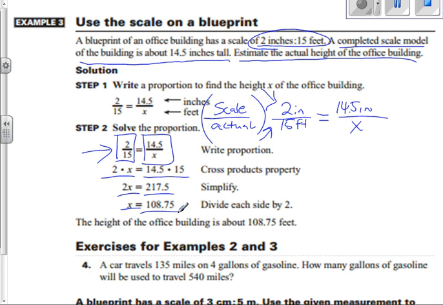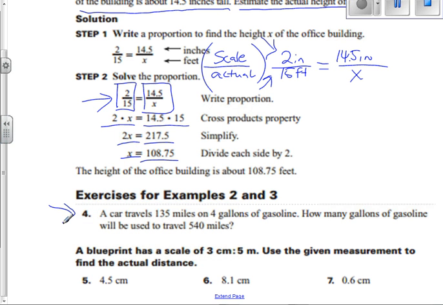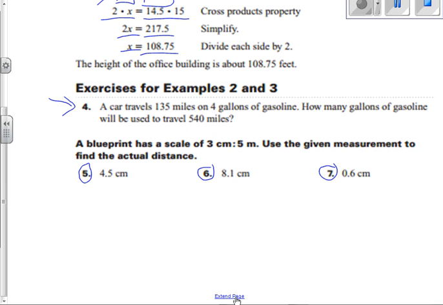All right, so let me scroll down here. I think this is one of your problems here. So for exercise, yeah, 2 and 3. So you need to pause the video. I want you to do number 4, and then you have number 5, number 6, and number 7. I'm going to extend the page a little bit. So stop the video, do 4, 5, 6, and 7, and then start the video back up, and then we'll check our answers, okay?